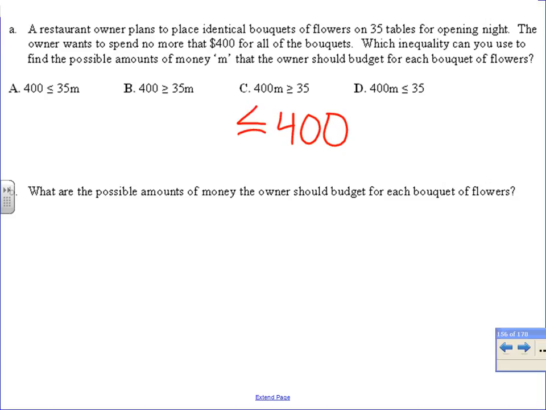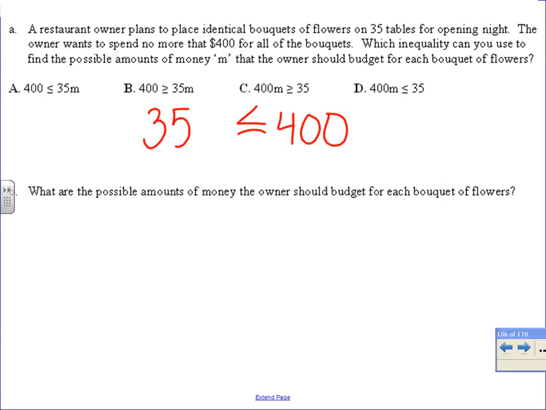Less than or equal to. No more than. So the first thing I want you to write down is less than or equal to 400, which means it cannot be any more than $400. Okay, what do you think goes on the left-hand side of the inequality in regards to the identical bouquets of flowers? Doug, what do you think?